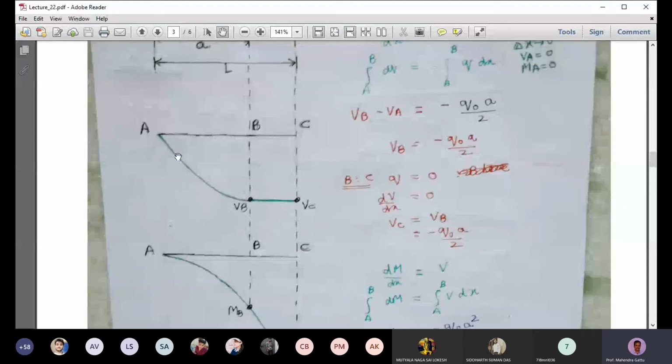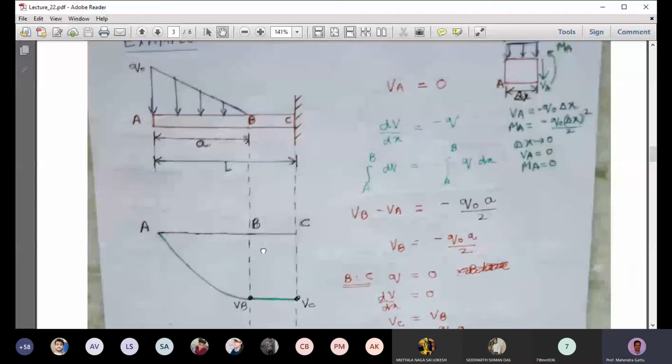And between B to A, how to join the curve? So we have to see here what is the slope, dV by dx. So dV by dx is minus q. Okay, so it is a negative value, because q is positive. And as we move towards B, the value of q naught is decreasing. That means the negative slope is reducing. So from A, we have a negative slope, and that value is reducing as we move towards B. Okay, so we can draw a curve in this fashion.